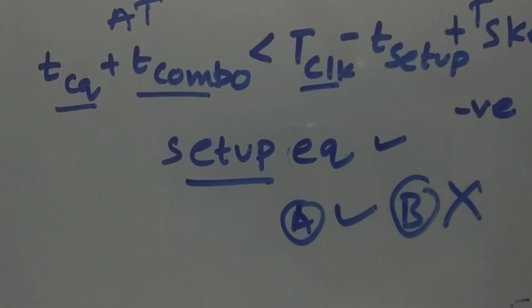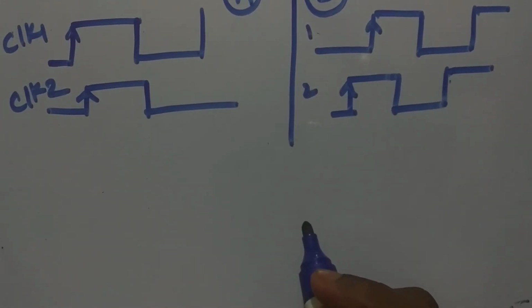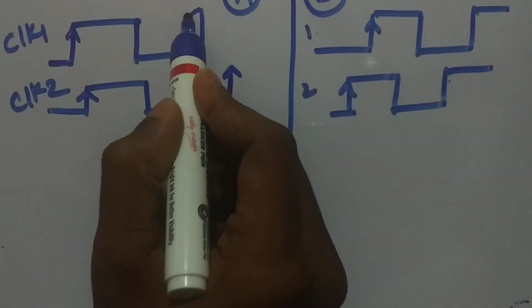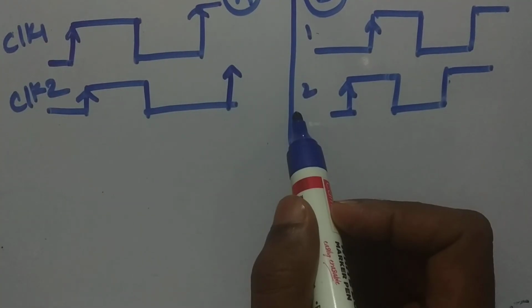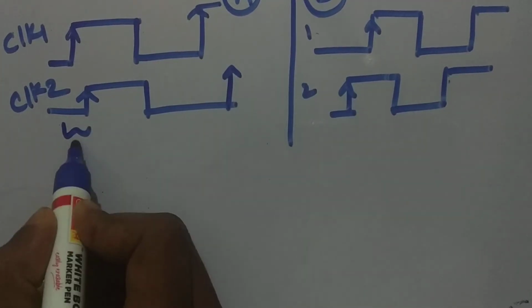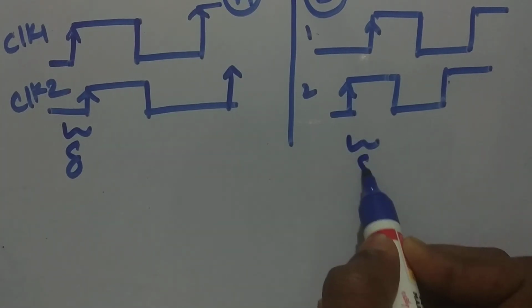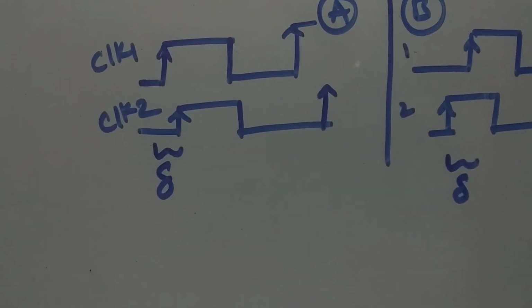So now I'm going to discuss it for the hold. I'm considering the same cases again. As you can see over here, we have two clocks, clock 1 and clock 2, in case A and case B. Here we have delta amount of delay. Here clock 1 is coming after delta amount of delay after clock 2. So let's go with case A.